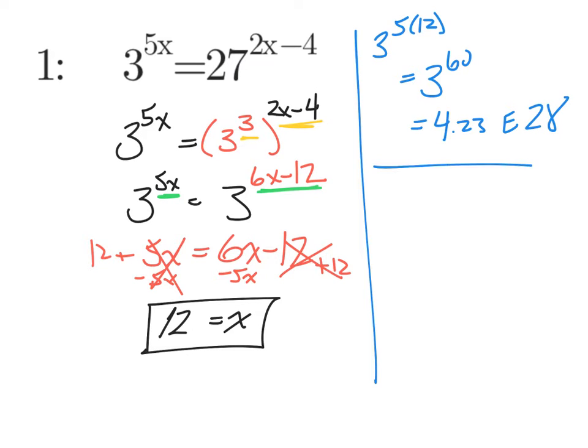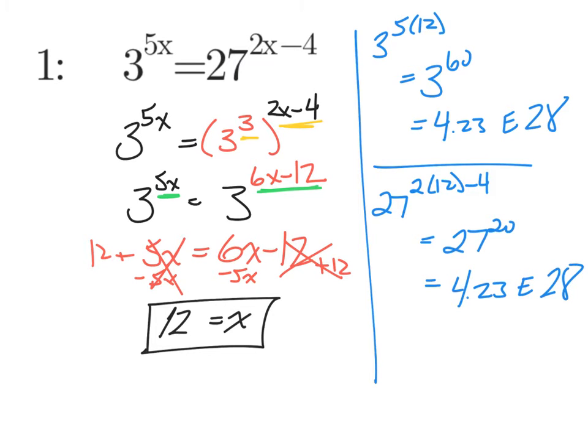So we do that also to the other side of the equation, the 27 to the 2 times 12 minus 4. 2 times 12 is 24. 24 minus 4 is 20. So we take 27 to the 20th power, type it in the calculator, and we get the same thing. So we know we're right.